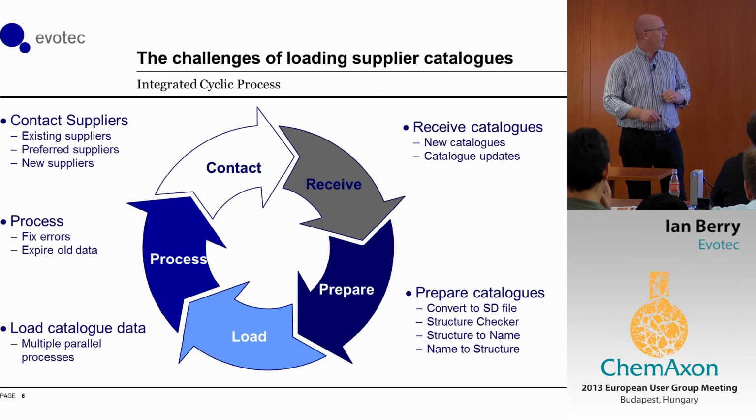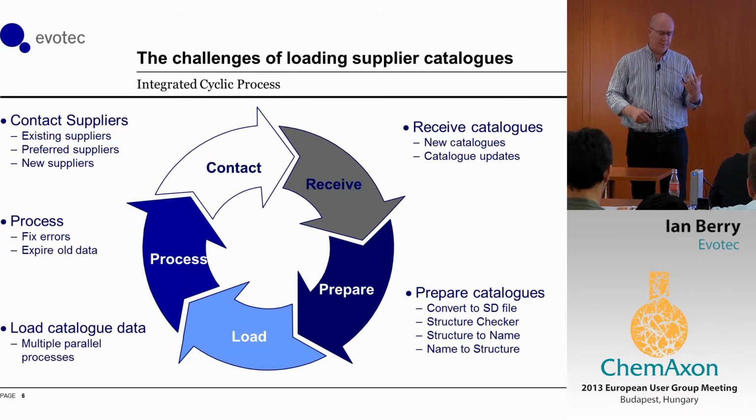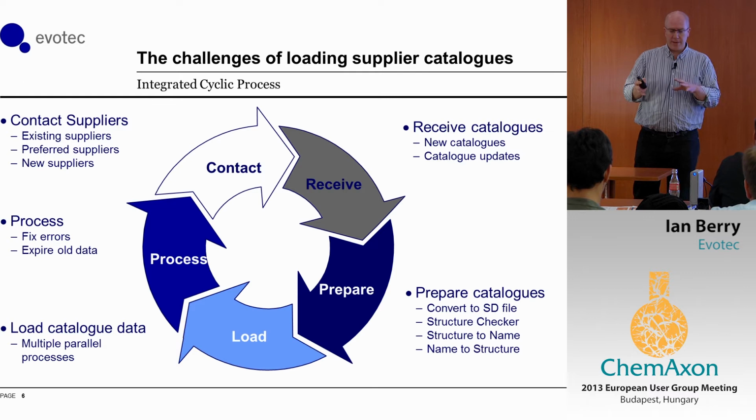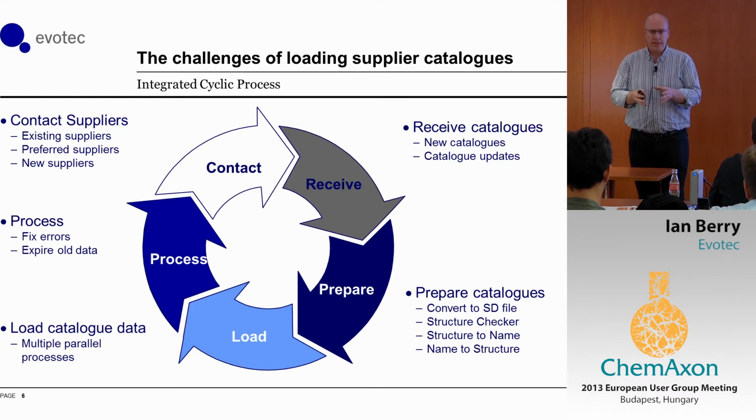We work out what we've got back from them. We basically convert them into an SD file so that we can actually process them more or less automatically. We use a lot of structure checker and the structure to name to structure tool to get it into a format that is usable. And then we load these catalogs in. We have an XML mapping file, which is a sort of ETL type process to load them in. So it's transforming the data from whatever the supplier gives us into the format that we have in the database.